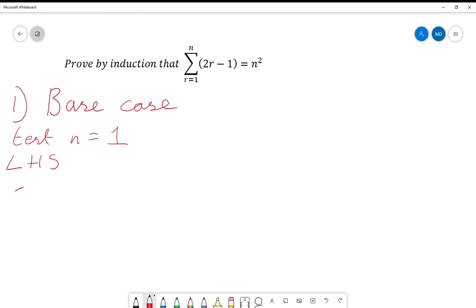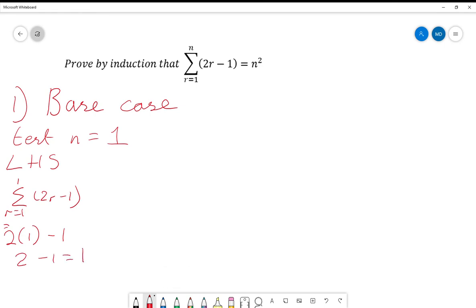That means we're going for the sum from r equals 1, substituting the n for 1, to 1 of 2r minus 1. But the sum from 1 to 1 is just one term. It's the term when r is 1. So it's 2 lots of 1 minus 1, which is 2 minus 1, which is 1. Okay? Now that doesn't prove anything.